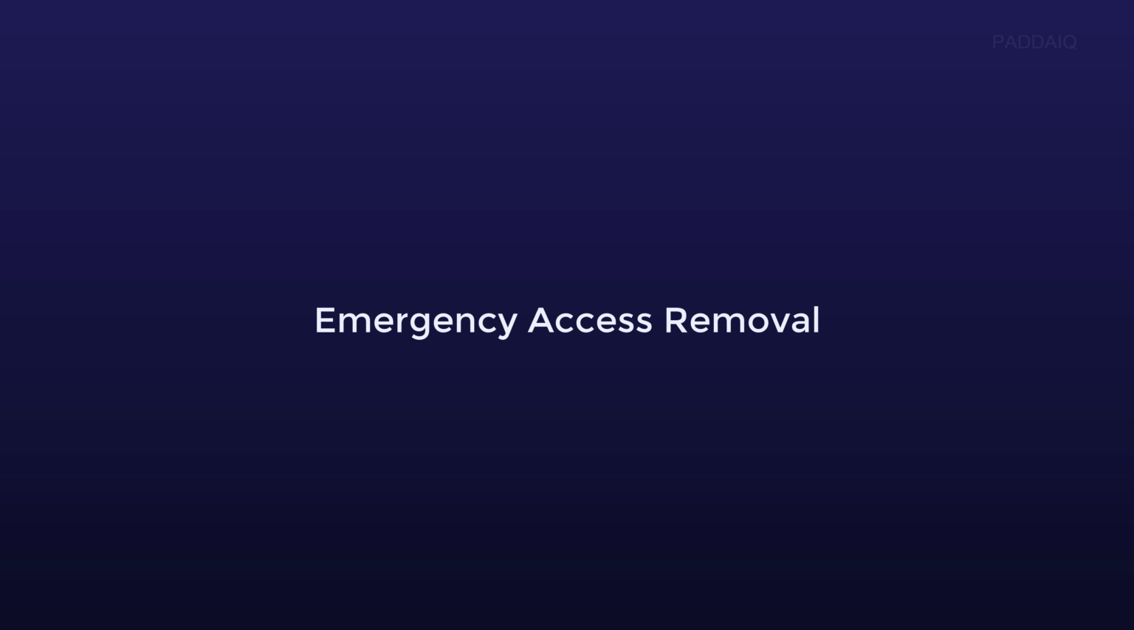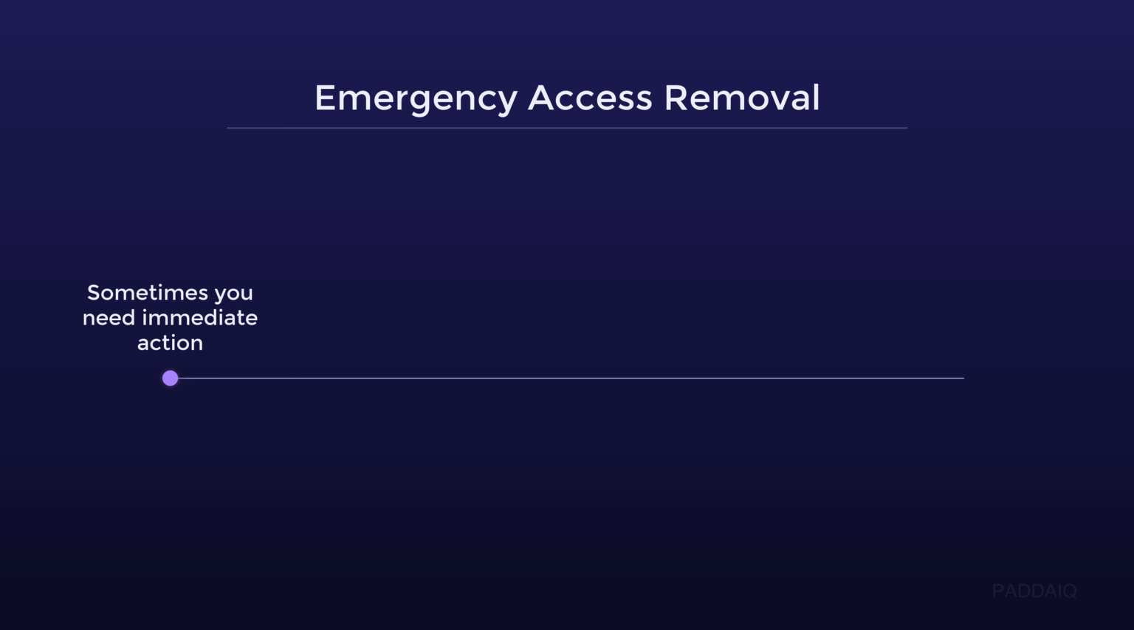Emergency access removal is now in effect. Sometimes you need immediate action. This means when a security threat arises, you cannot wait for standard approval processes. For example, if an employee is unexpectedly terminated, their system access must be instantly revoked to prevent data theft. Taking swift steps like this is essential for maintaining system integrity.